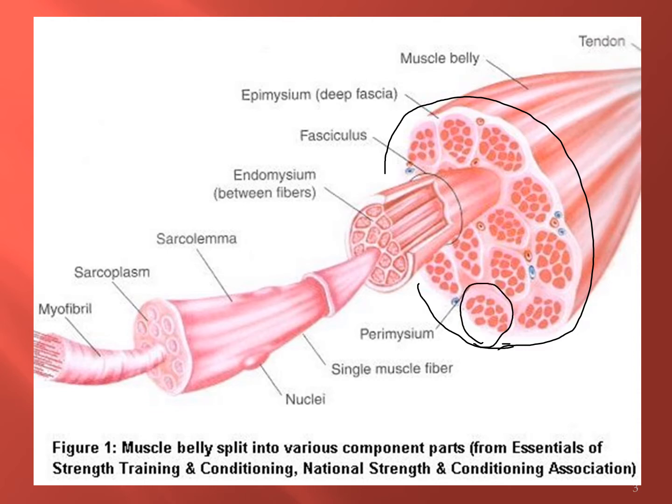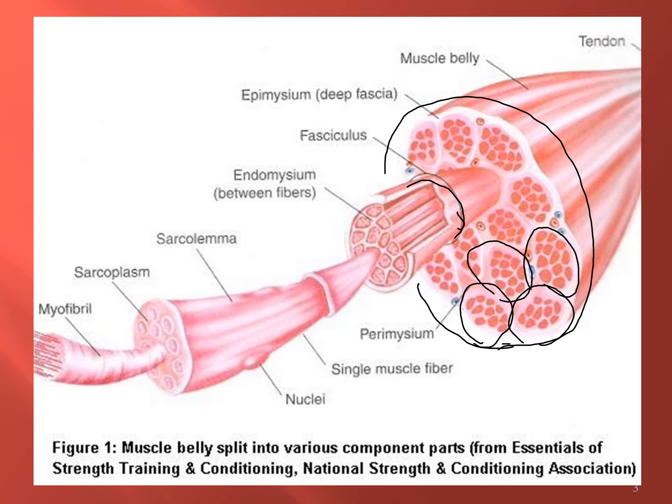Next we have perimysium. Perimysium is a connective tissue that surrounds each fascicle. So peri means around. This is a connective tissue layer that surrounds the muscle fascicles. And a muscle fascicle, as you can see here, is a bundle of muscle fibers.